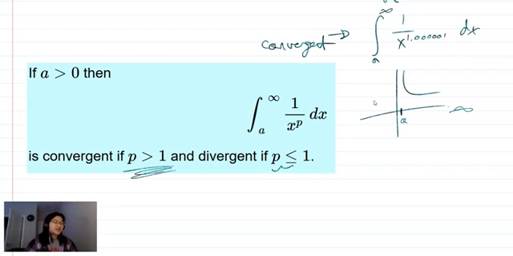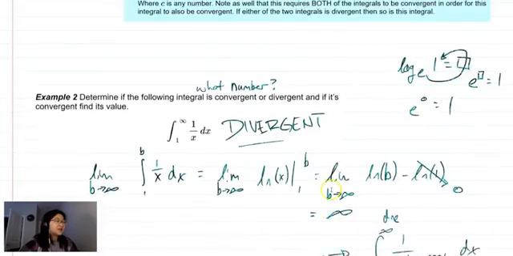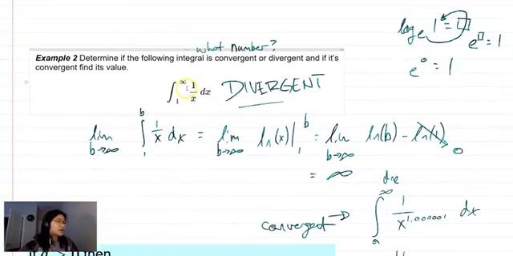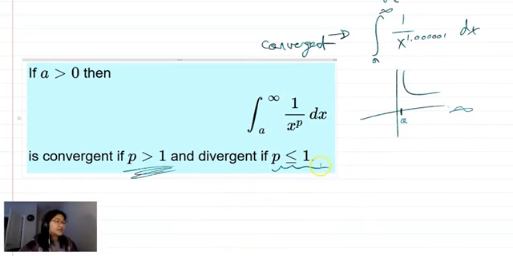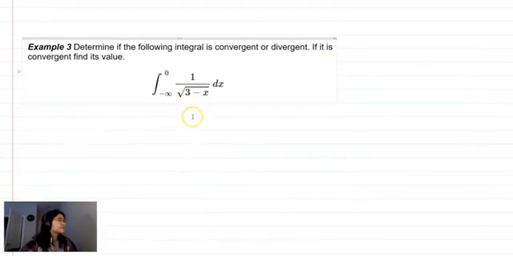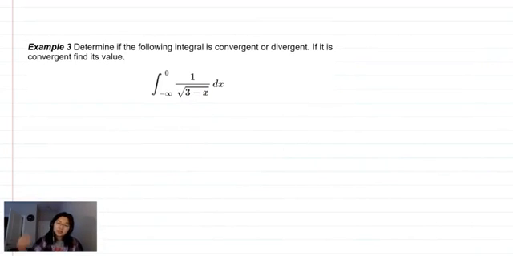But if p is less than or equal to 1, like we saw in this example up here, where p is 1, then this diverged. And we're going to justify that a little bit later. So, let's determine what happens here. Well, our lower bound is now our tricky thing, but it's okay, we can still handle it. So let's rewrite this as a limit as b approaches negative infinity from b to 0.